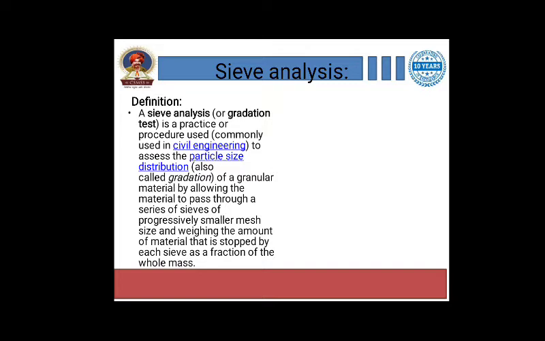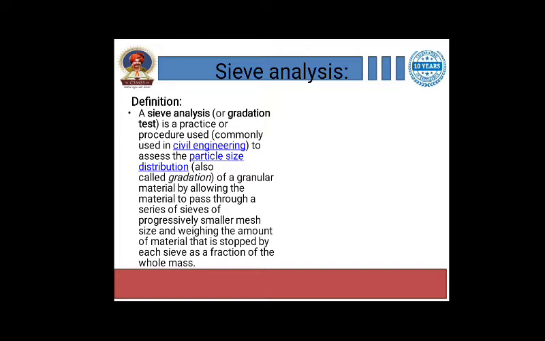We have to make the classification of the particles on the basis of their size, which is known as grade test or sieve analysis, also called gradation of a granular material, by allowing the material to pass through a series of sieves of progressively smaller mesh size and weighing the amount of material that is stopped by each sieve as a fraction of the whole mass, right?